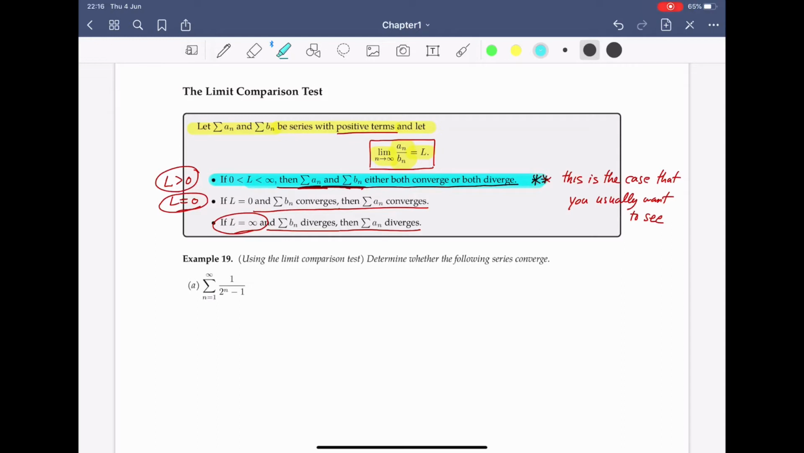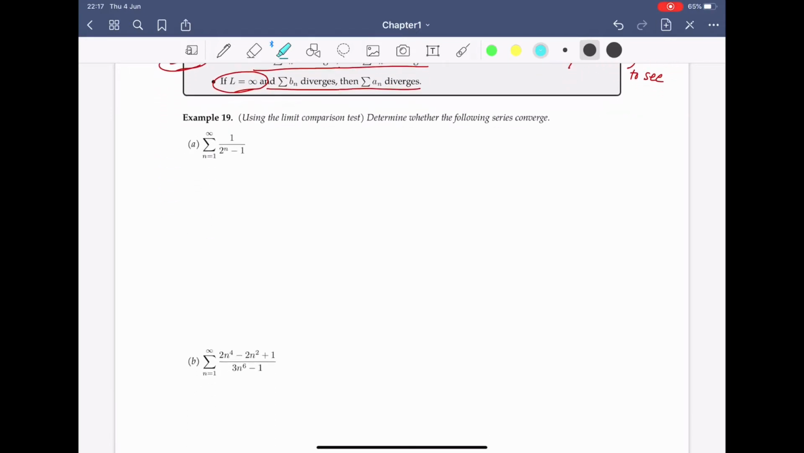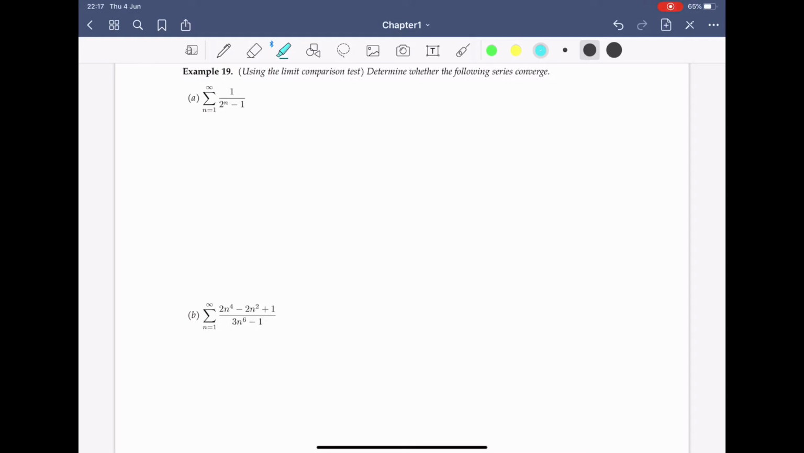Before we start example 19, let me give you the idea that usually the problem gives you summation of a_n, and then you have to pick your b_n by yourself, and after that you apply the limit comparison test. Alright, so example 19 part A. Use the limit comparison test to check the convergence pattern of the following series. Let's start with part A.